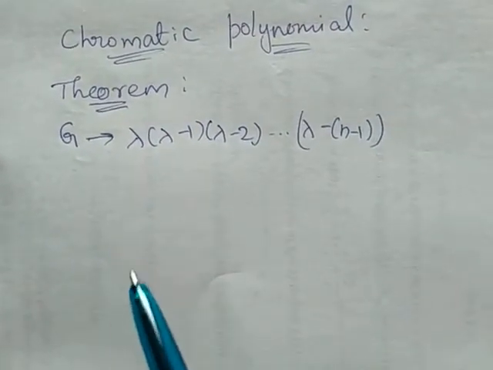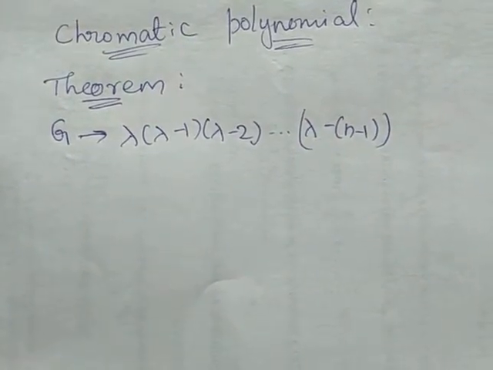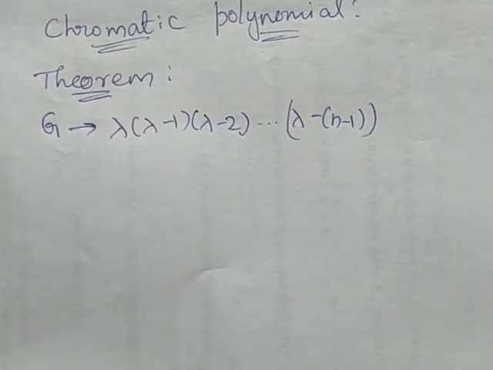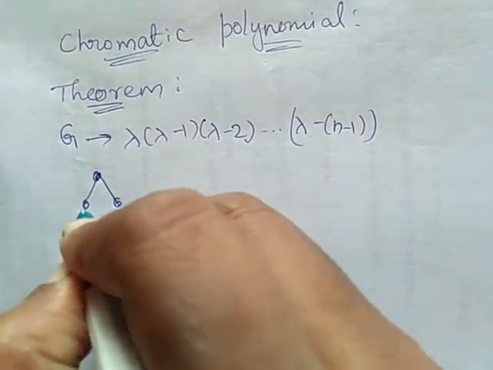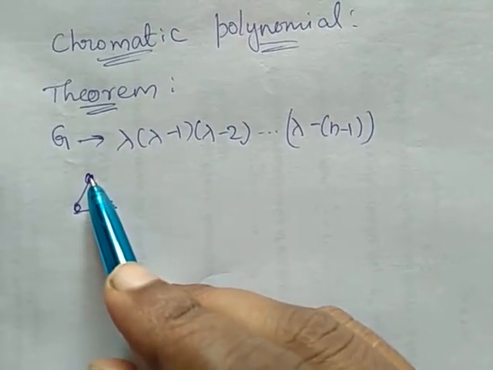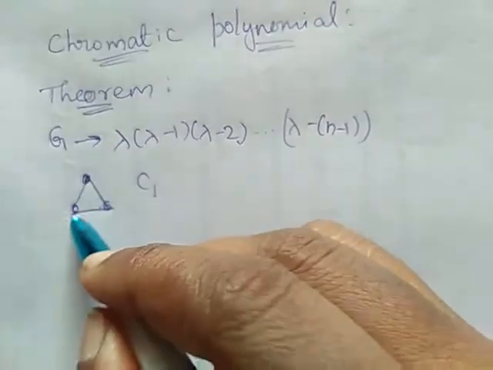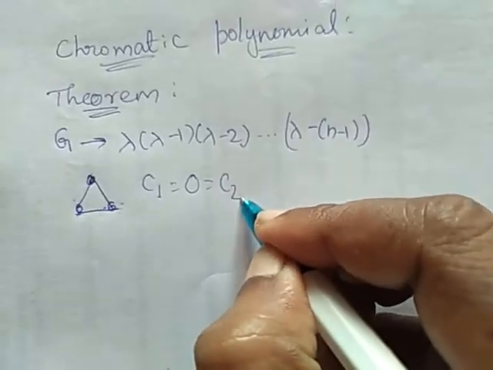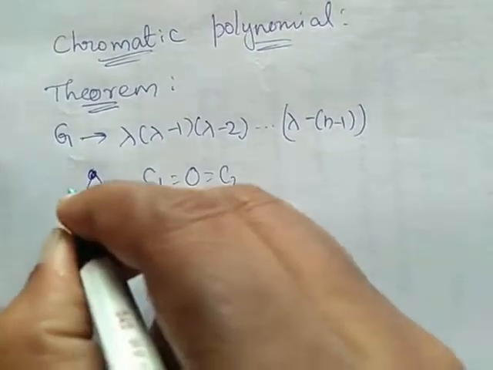So, if it is a complete graph of 3 vertices, obviously it requires 3 colors to color the graph properly, right? Suppose I consider this graph, its n is 3. Obviously, using one color I cannot color this graph, so C1 is 0. Using 2 colors also I cannot color this graph properly. Therefore, C2 is also 0. So, I require 3 colors, so C3, n is also 3.